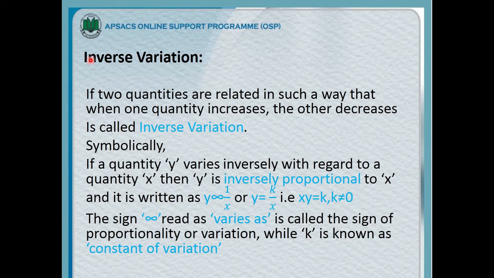Now the topic is inverse variation. If two quantities are related in such a way that one quantity increases, the other decreases, or vice versa, is called inverse variation. Symbolically, if quantity y varies inversely with regards to quantity x, then symbolically it can be written as y is inversely proportional to x. We will use the reciprocal of x here, and by removing this constant of proportionality, we get the constant k. By cross multiplying, we get the value of k.